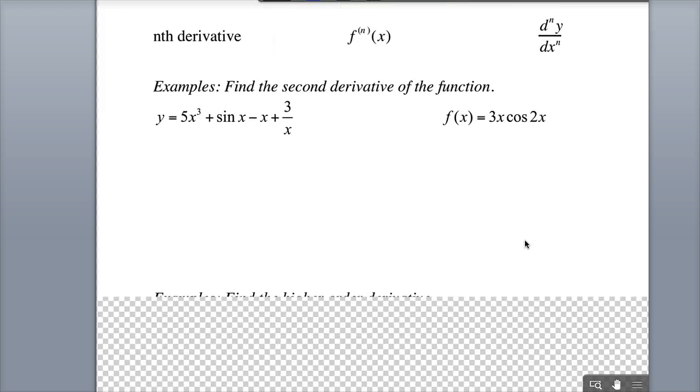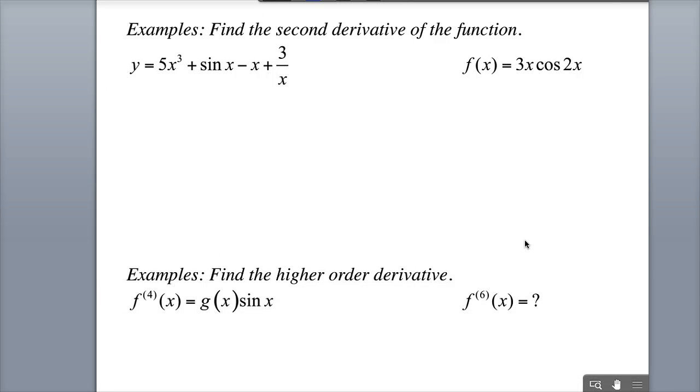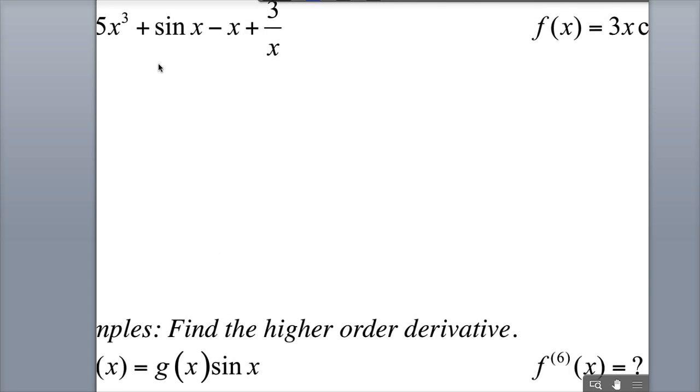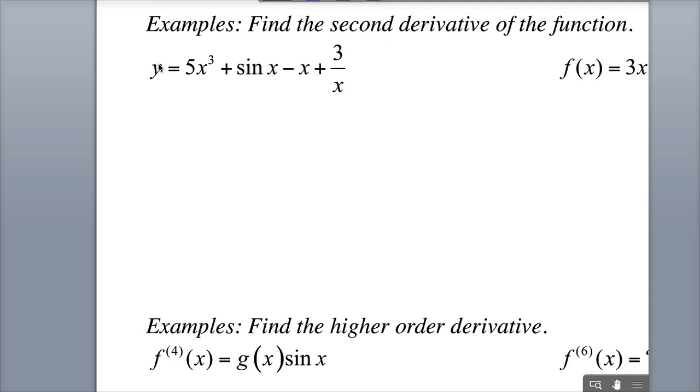So what I want you to practice, or what we're going to do in the examples, is how do you find the second derivative or higher order derivatives of certain functions. So these ones, let's say find the second derivative. So here's my function, which means y prime will be 15x squared, because that's the derivative, 5 times 3, and then I subtracted 1, plus cosine x, that's the derivative of sine, minus 1.